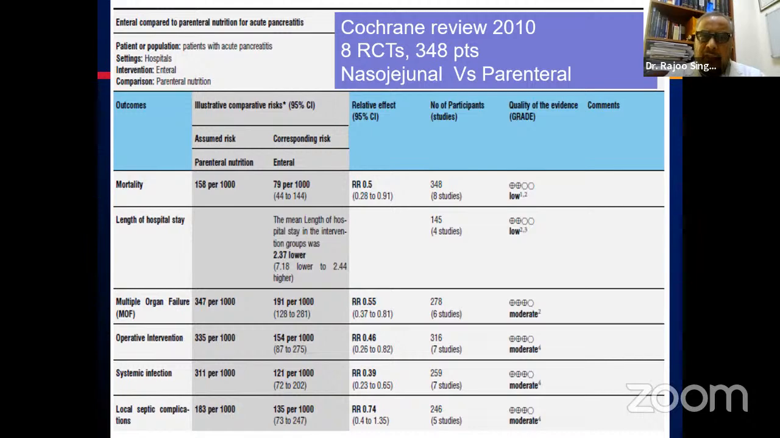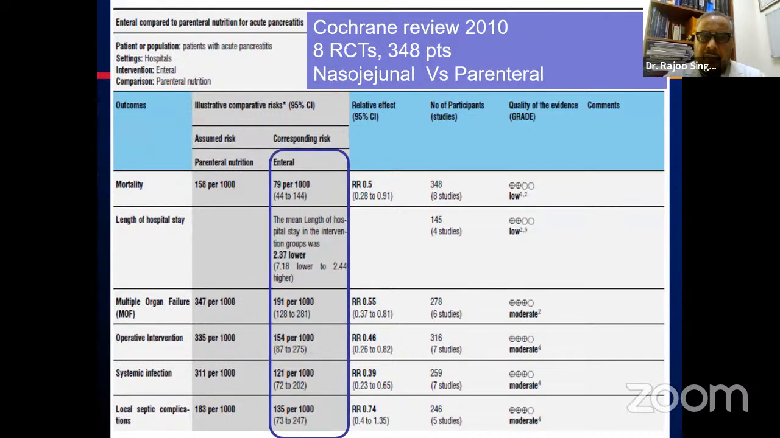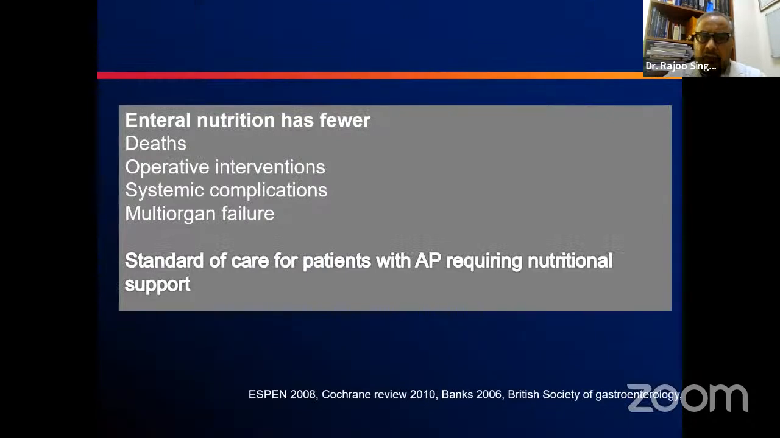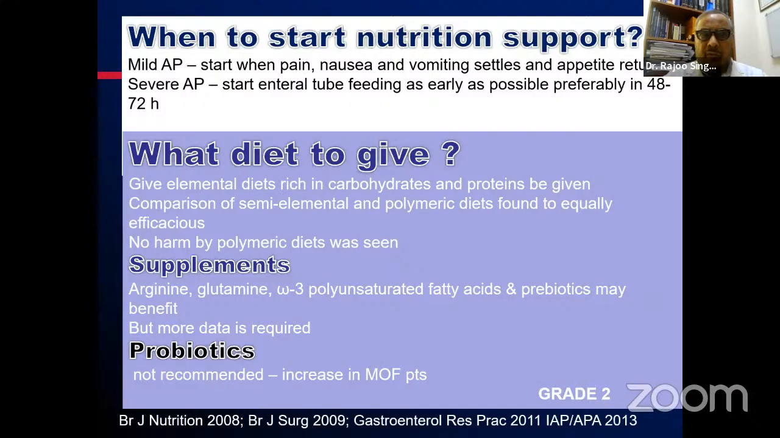So most of the centers across the world will not advise parenteral nutrition unless nasojejunal feeding cannot be given due to a paralytic ileus or some other reason where we cannot give fluid through the Ryle's tube or the nasojejunal tube. The second thing is, if you see here, enteral nutrition has fewer deaths, operative interventions are less, systemic complications are less, multi-organ failure is less.